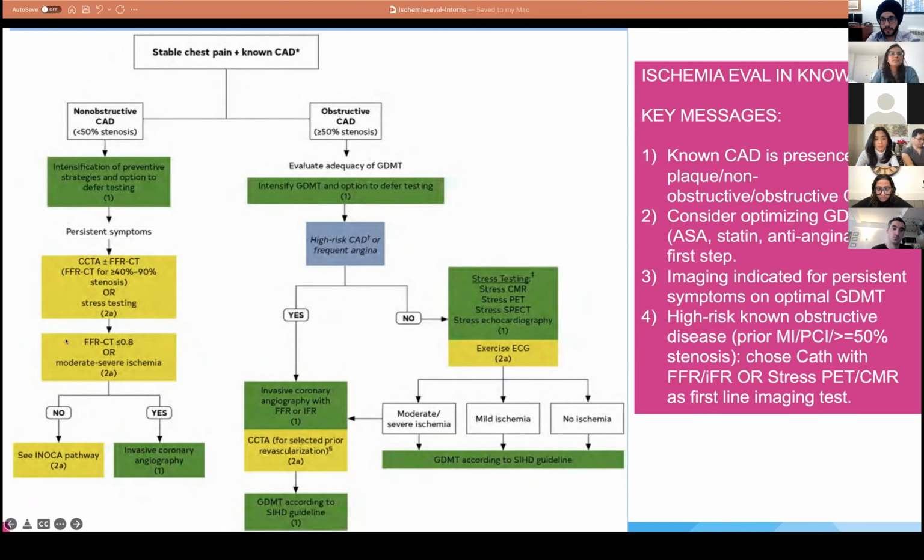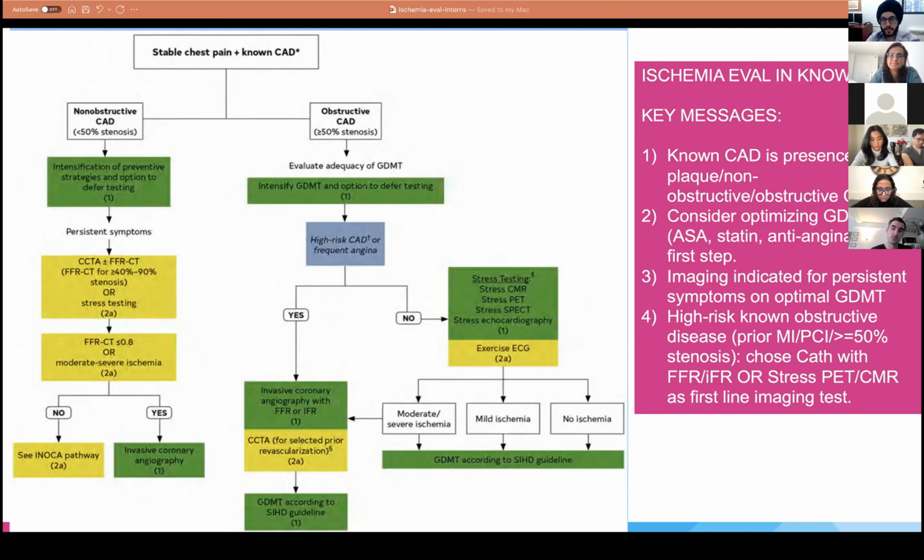The important thing to realize, which is a change compared to older guidelines, is that now we know with the ISCHEMIA trial that most patients with coronary artery disease, we can treat them with just optimizing their medical management. So the first step before thinking about testing is to actually look at what medications they're on. Are they on an aspirin? Are they on a statin? Are they on a beta blocker, ACE inhibitors?